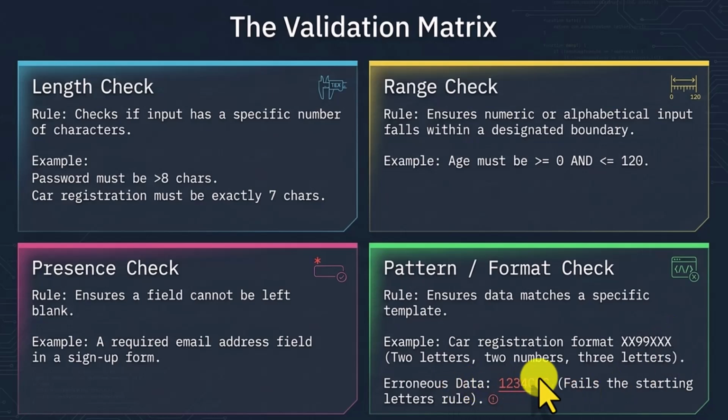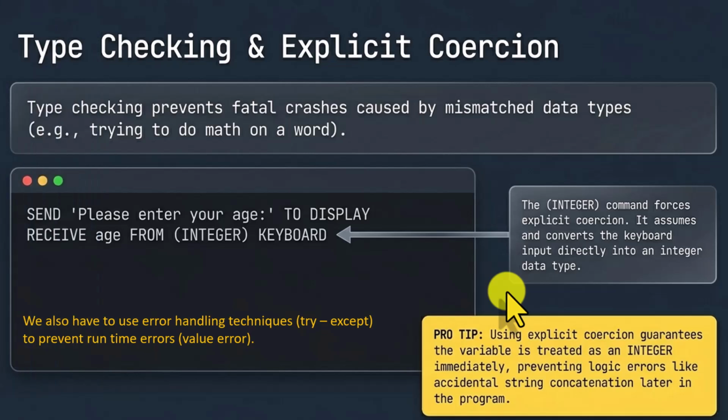If a user enters data like 1234CCC, this has to fail because the first 2 characters must be letters. So this is erroneous data and it should not be accepted. So that is length check, range check, presence check, and pattern or format check. And type checking and explicit coercion. That is very important.